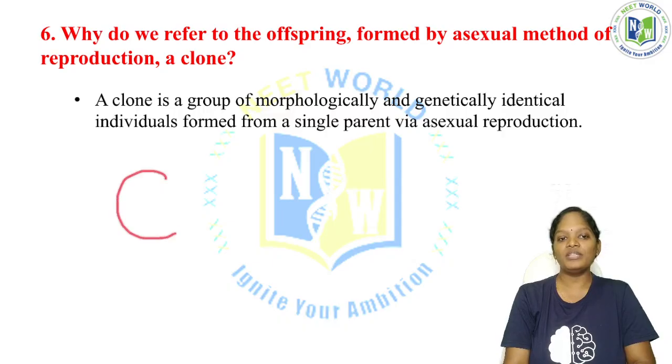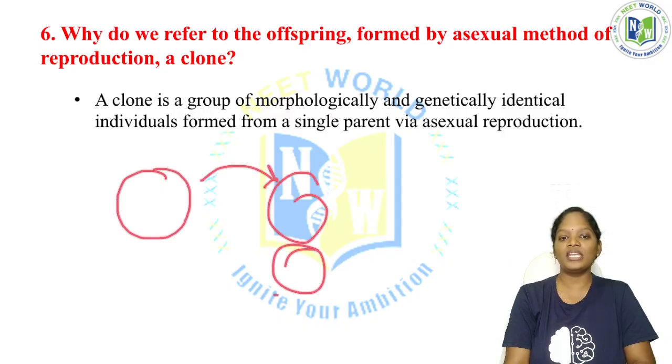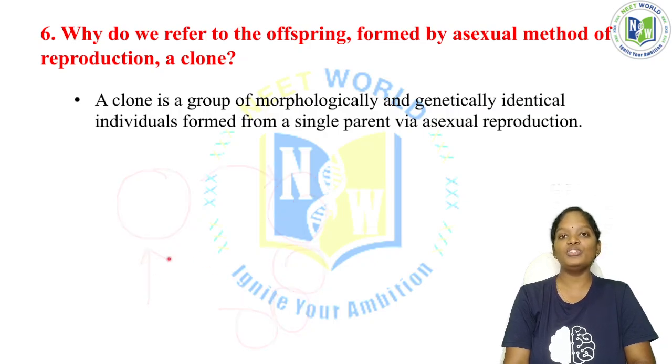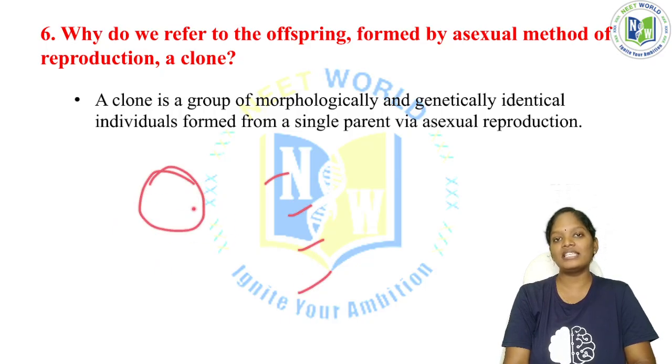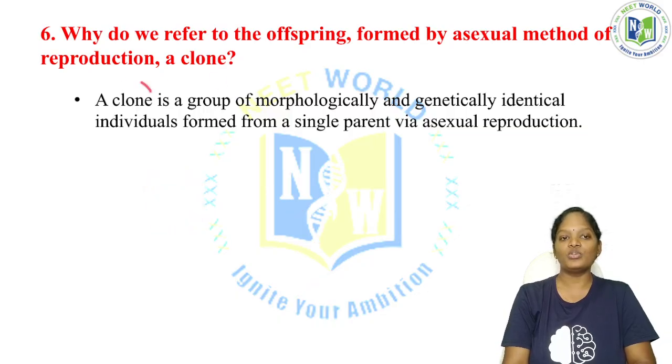Asexual reproduction means this organism is undergoing asexual reproduction, producing an offspring, and there will be no involvement of another organism during the mating process. So you should know the offsprings will look exactly like the single parent. So this is what a clone is.